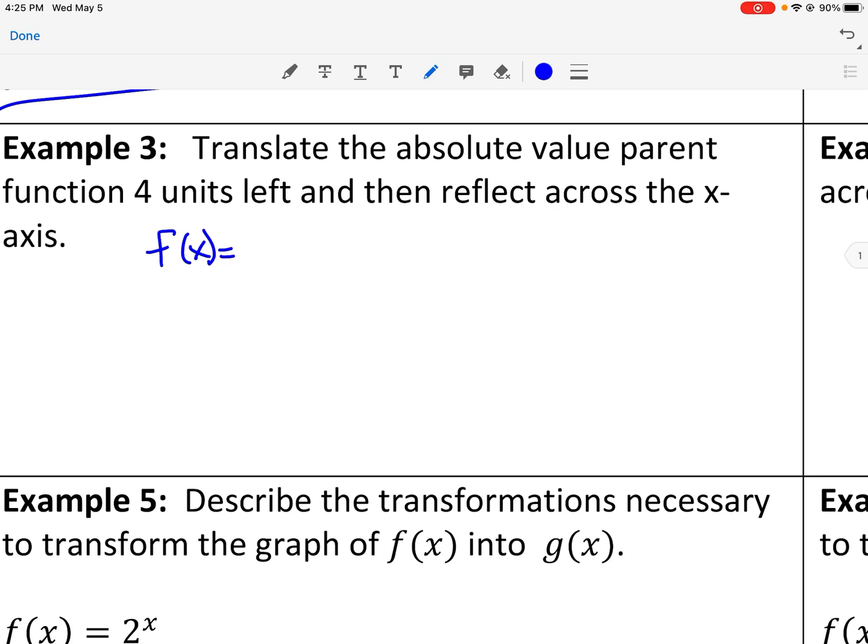The original is the absolute value parent function, so absolute value of x. And then our new one, 4 units left. So that's also, if you look at the table above, we're just changing the inside. So I'm going to put parentheses around that inside, and that's going to become x plus 4 if we're going to the left. And then we need to reflect across the x-axis, and that means if you look at the table above, we're just putting a negative on the very front of our function.